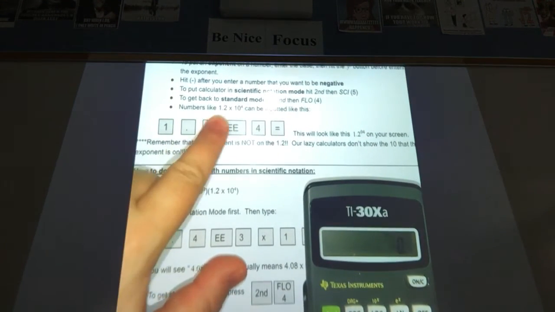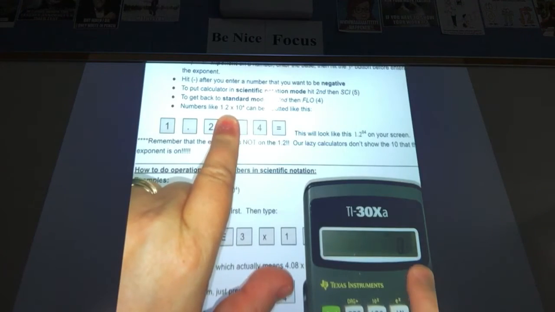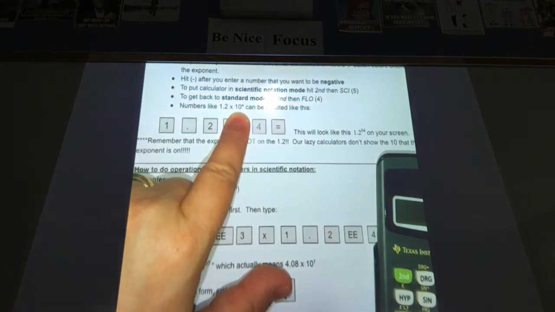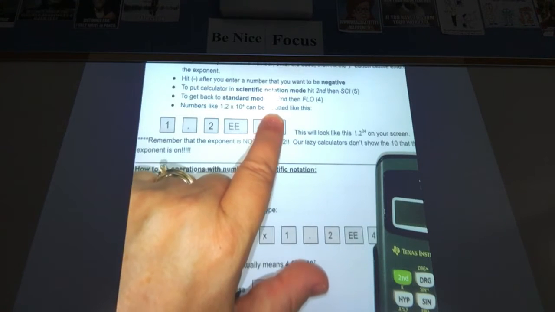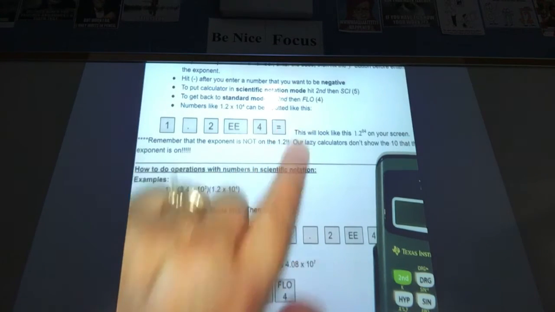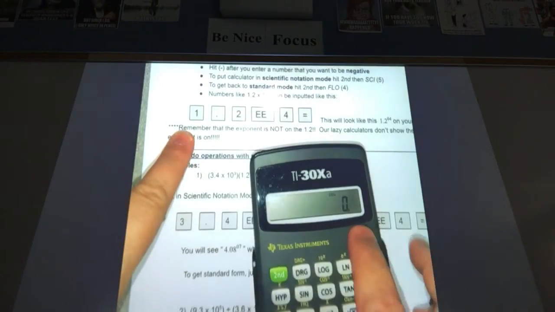All right. The next hint on our paper says numbers like 1.2 times 10 to the 4th can be inputted. I don't know if inputted is really a word, but I made it a word right here. Can be inputted like this. So these are the buttons you're going to press.